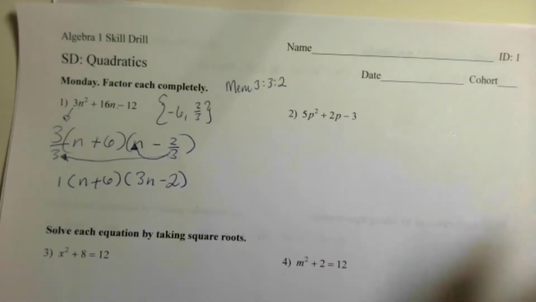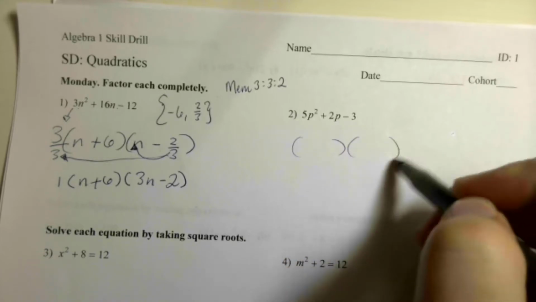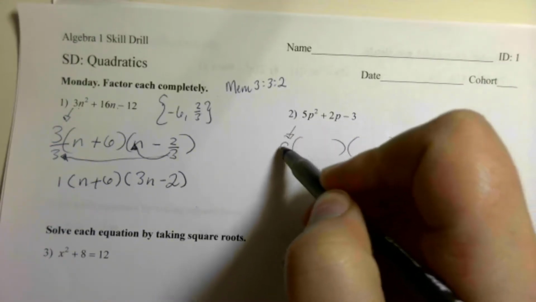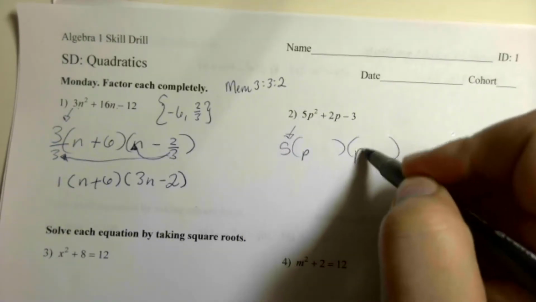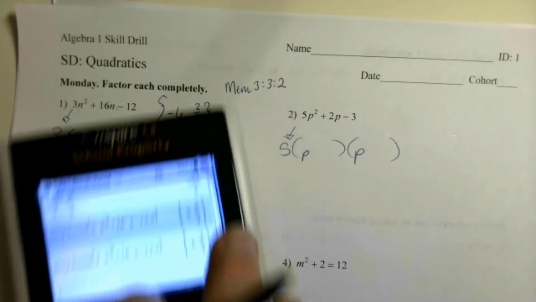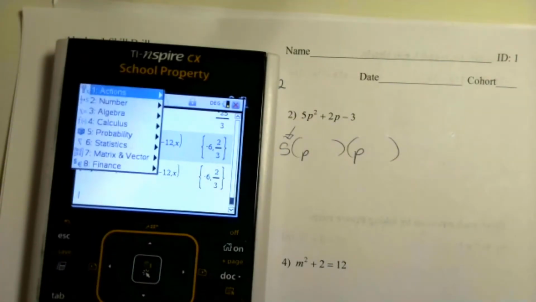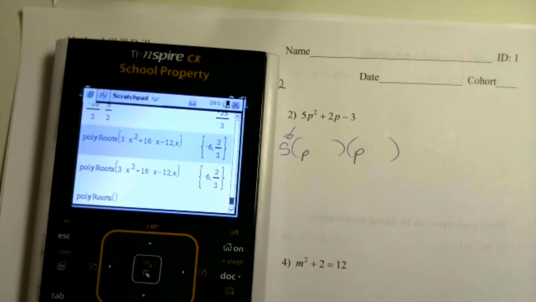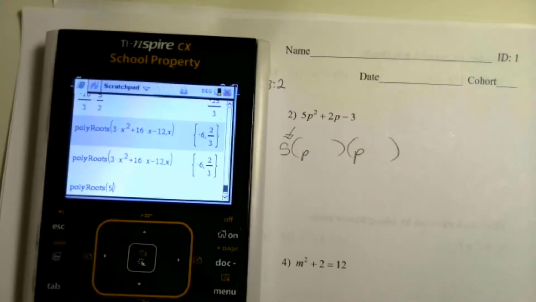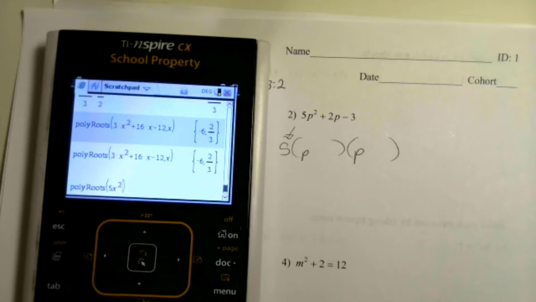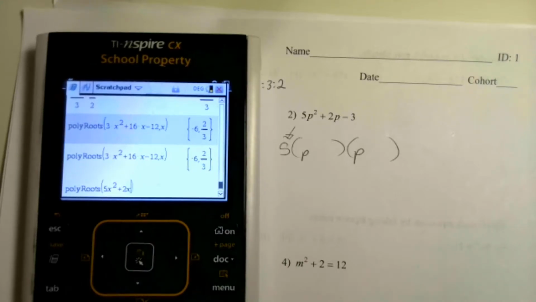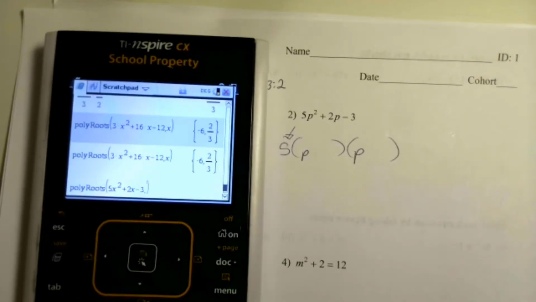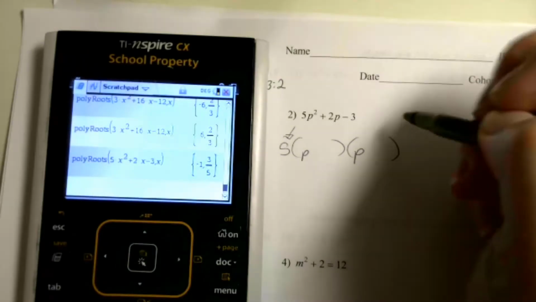Same idea on this one. Pretty simple. I can go ahead and set it up. I know the 5 is going to come in front, and I'm going to have a p on both of those. Then again, I'm going to go menu 332. It's going to be 5 plus 2 minus 3, comma, x.